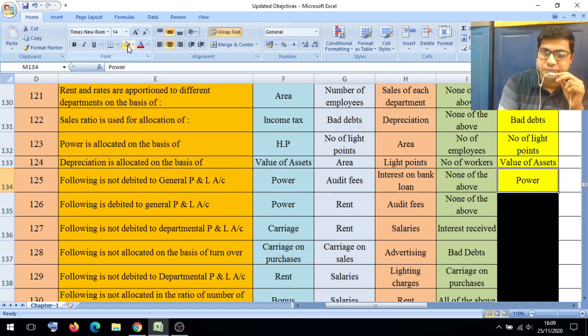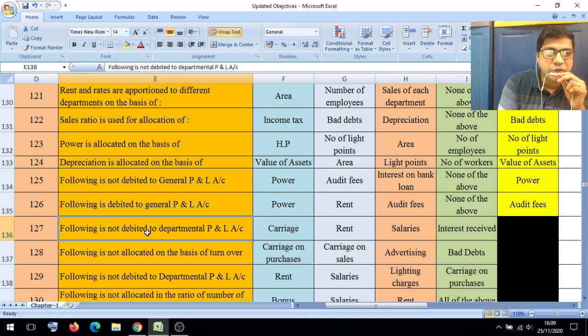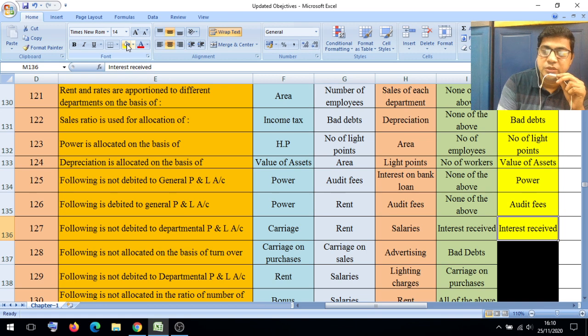Answer is power. Following is debited to the general profit and loss account. Power, rent, audit fees, none of the above. Answer is audit fees. Following is not debited to the profit and loss account. Carriage, rent, salaries, interest received. So here carriage is debited, carriage inward and outward is debited. So here interest received should be credited to the departmental profit and loss account.